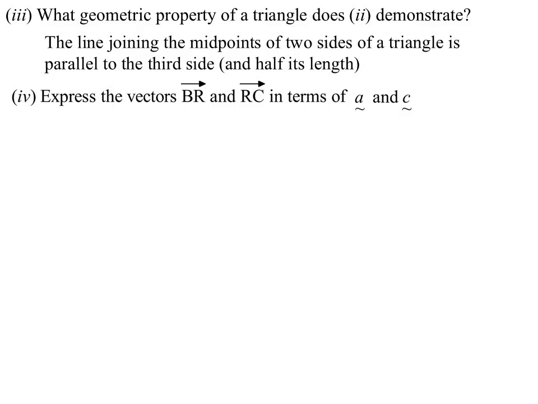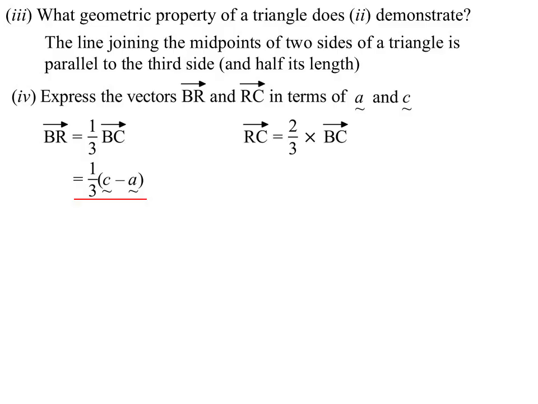Right, how about we express BR and RC in terms of A and C? How can I get BR? Well, they told me that RC is twice BR. Now what ratio have we just cut that in? Well that means one part is BR, RC is 2 parts, so therefore BC must be 3 parts. So BR must be 1/3 of BC. And BC we worked out was C minus A, so we got 1/3 of C minus A. How about RC then? Well RC was 2 parts, we just said before, so 2/3 of BC, it'll be 2/3 of C minus A.